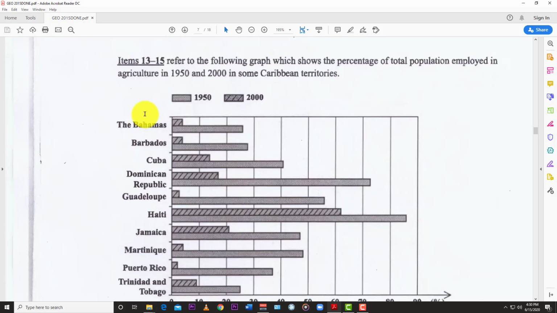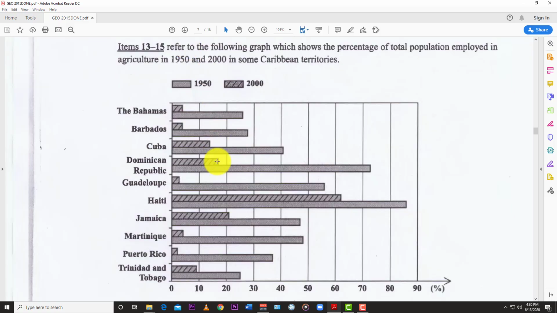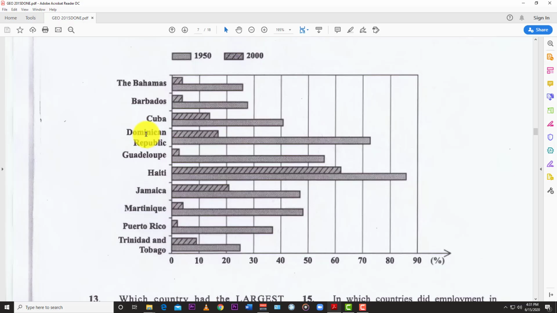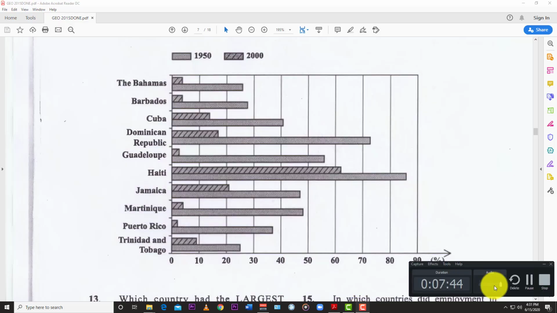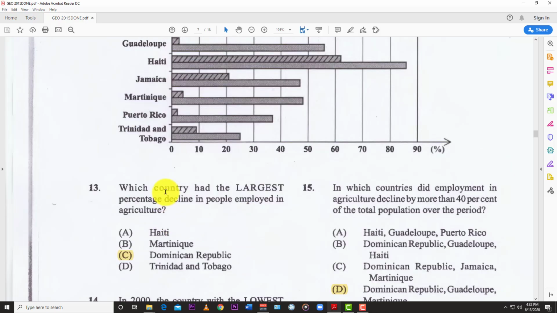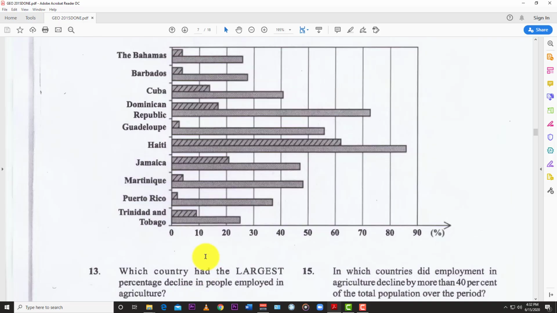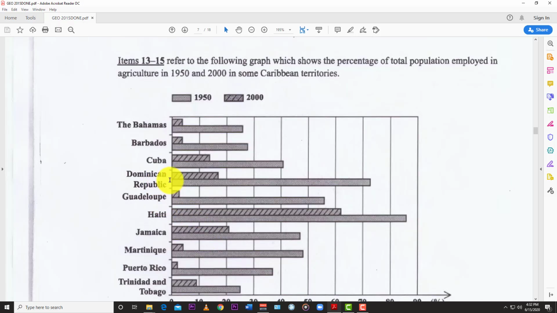All right, number 13 to 15 refers to the following graph, which shows the percentage of total population employed in agriculture in 1950 and 2000 in some Caribbean territories. I want to know if you can read this graph, this histogram, and see if you understand what's going on. So let's see what number 13 asks. Which country had the largest percentage decline in people employed in agriculture? And so we're looking at C, Dominican Republic, and you can see it right here.